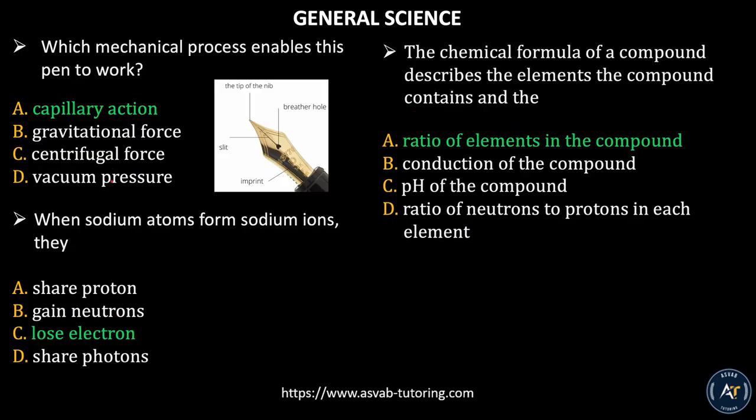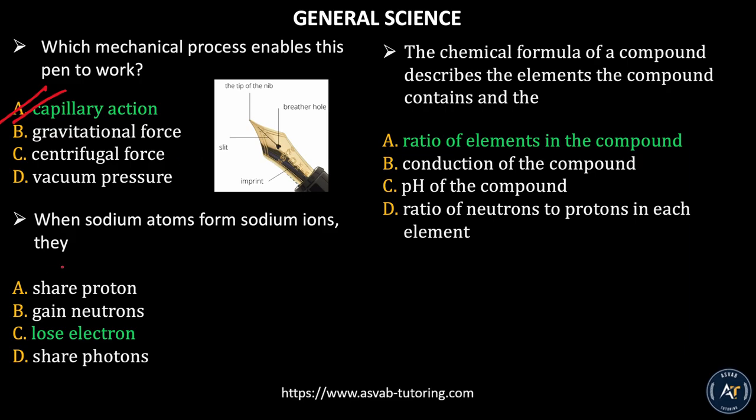Next question, question number 13. Which mechanical process enables this pen to work? Option A, capillary action. Option B, gravitational forces. Option C, centrifugal forces. Option D, vacuum pressure. The correct answer is capillary action. Because of capillary action, this type of pen actually works.